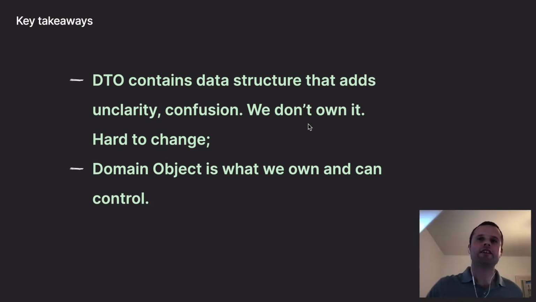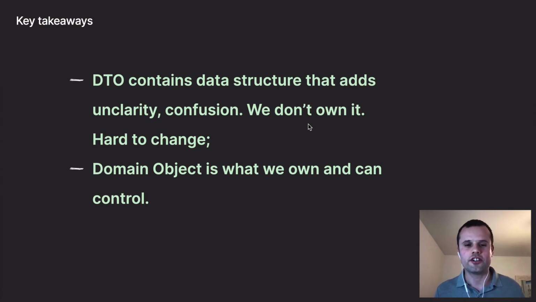So DTO contains a data structure that sometimes has clarity issues and confusion. Property names are not accurate, or values have primitive types, which maybe even evokes the primitive obsession code smell. So it's hard to operate on these values. It takes time. We don't control the data transfer object. It's external. It requires a lot of effort to change. On the other hand, the domain object. This is what we can control. We can fully manage it because we develop it.